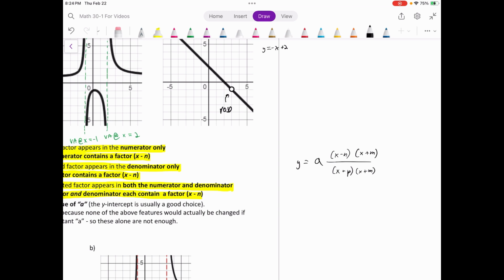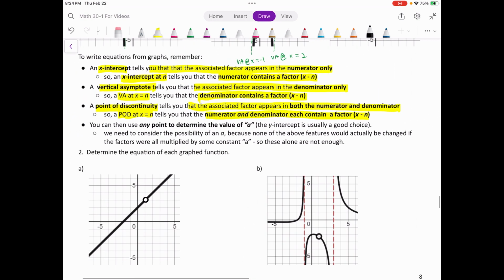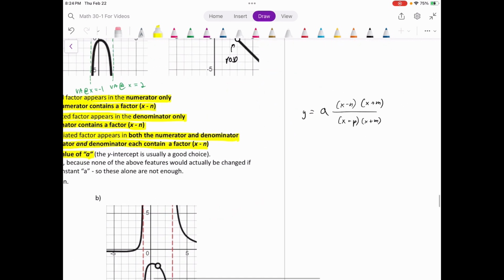So we'll just put in an a there, what it's being multiplied by, and then, like we so often do, we can use any point to determine the value of a, right? We will have all of this stuff just from the x-intercepts, the vertical asymptote, and the point of discontinuity, and that's most of the equation. We'll have numbers in there based on where the graph actually has those features. And then if we can find any point, we can put in its x and its y, and we know the equation is supposed to be true.